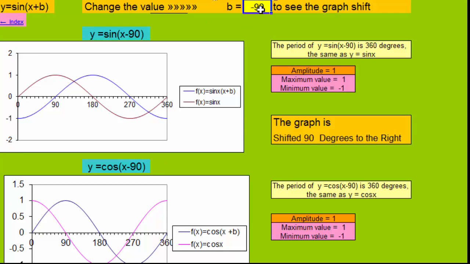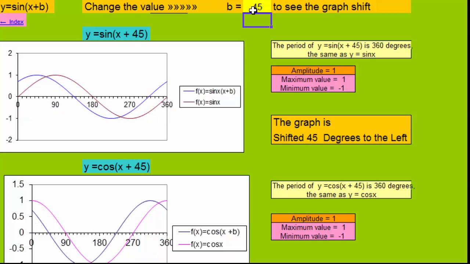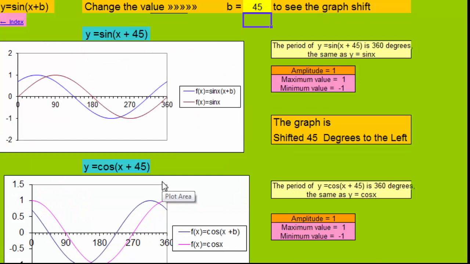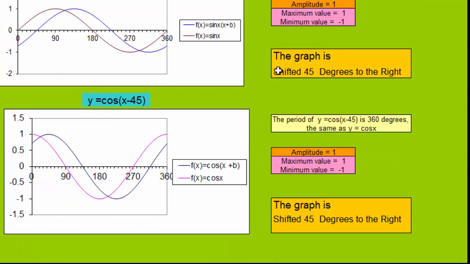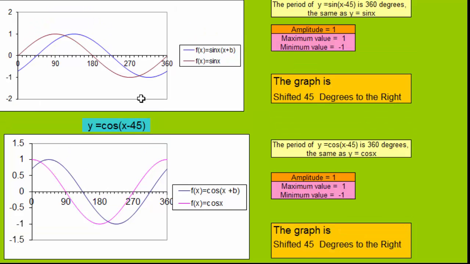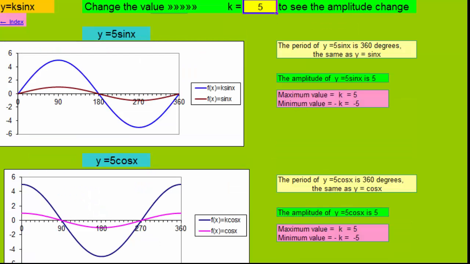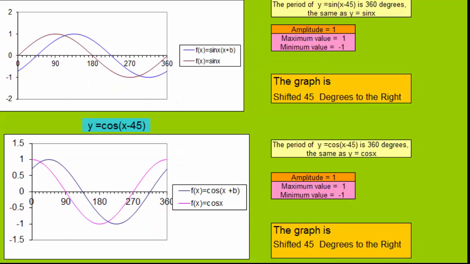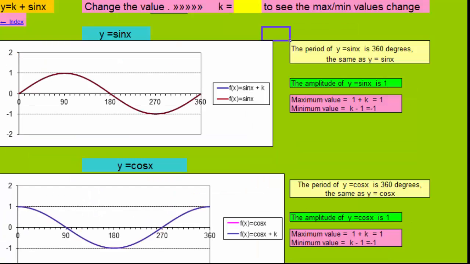Okay, so if I typed in 45, both of these waves will shift to the left by 45 degrees. And if I put minus 45, they're shifting to the right by 45 degrees. Okay, so that's a horizontal shift, right? So we can change the amplitude of it, we can change how many waves there are in the period, but we can also change the horizontal shift, right? And the last thing you can change is the vertical shift, right?